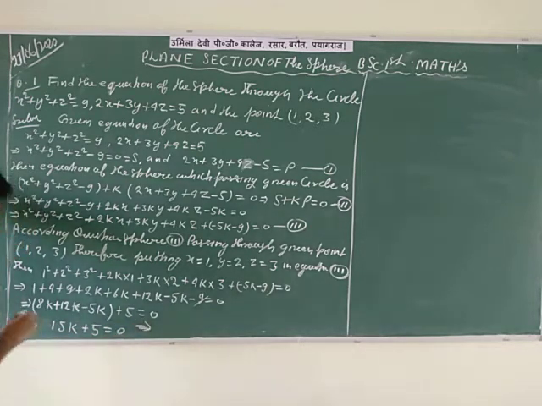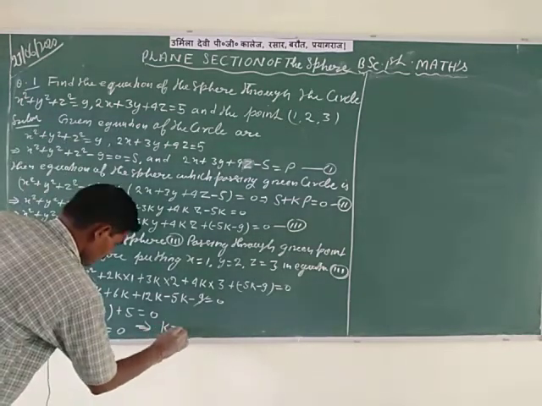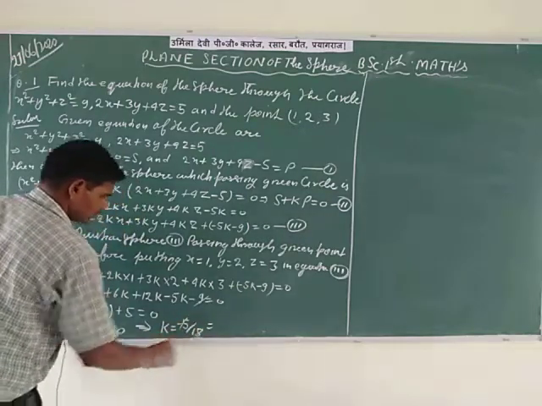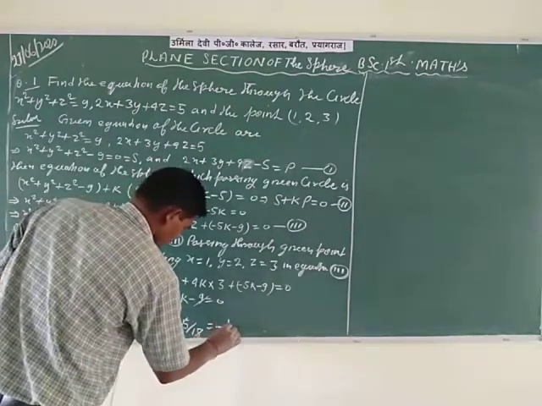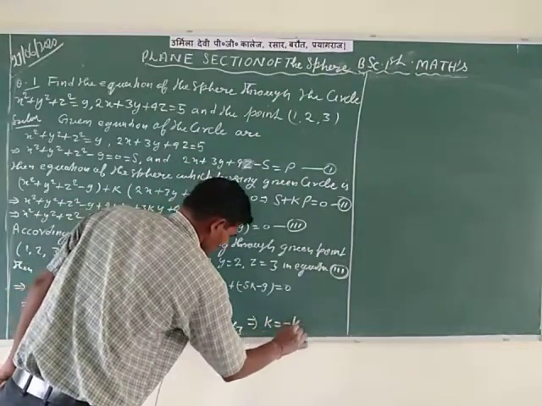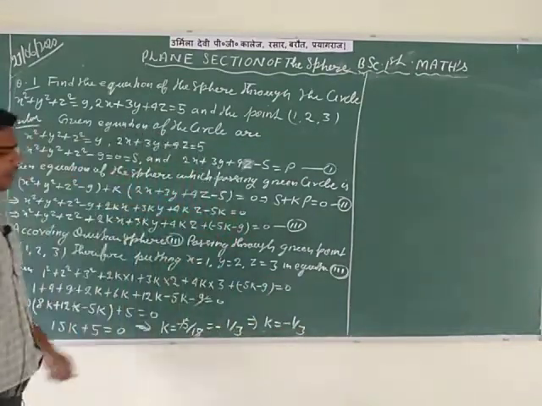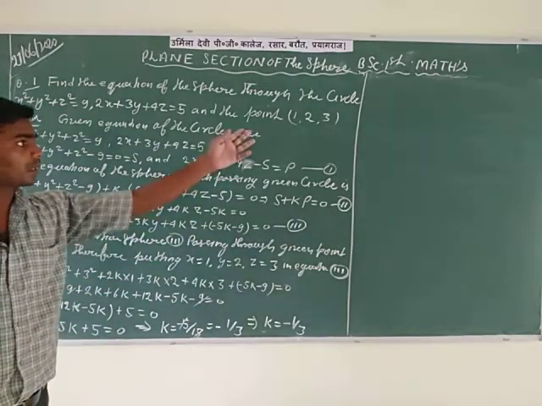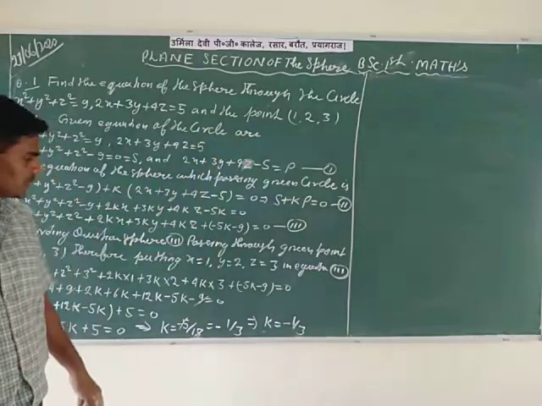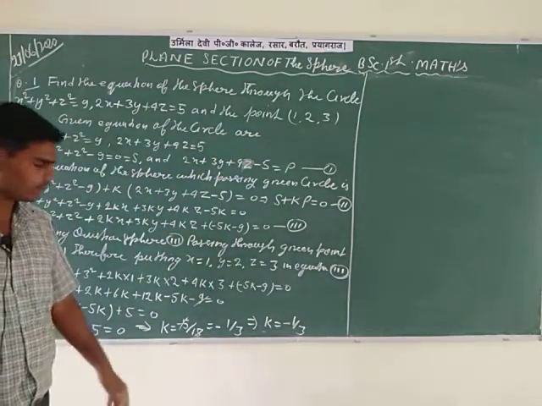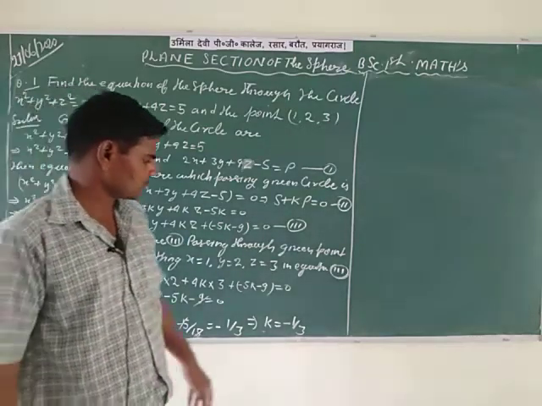After simplification, k is equal to minus 5 by 15. So they cancel from each other, minus 1 by 3. It is implied that k is equal to minus 1 by 3. Here, after putting the values of x, y, z from the given point's coordinates, you can calculate the value of k. So in this question the value of k is equal to minus 1 by 3.